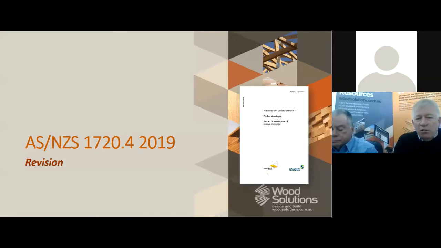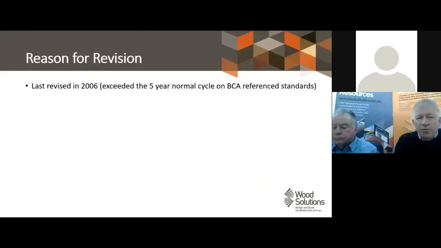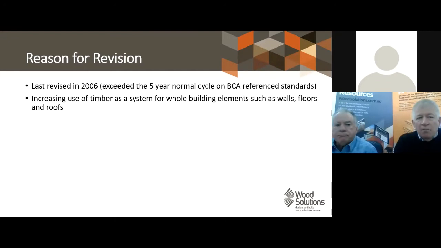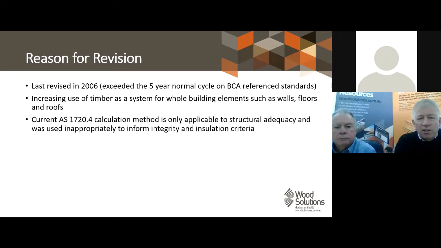So the revision of 1720 Part 4 was published late last year, and the reason for the revision was it's well and truly beyond its normal cycle of BCA reference standards, so it was well overdue for revision. There is increasing use of timber systems for whole building elements such as walls, floors, and roofs. The previous 2006 version only allowed for structural numbers determination, and for barrier systems, there wasn't the insulation or integrity. The calculation method is only applicable to structural adequacy, as I just said.